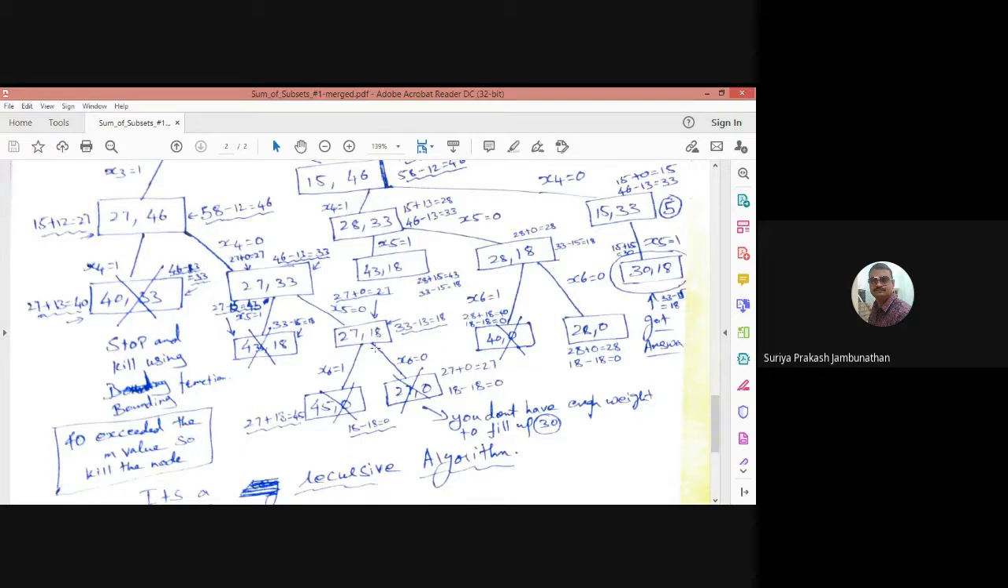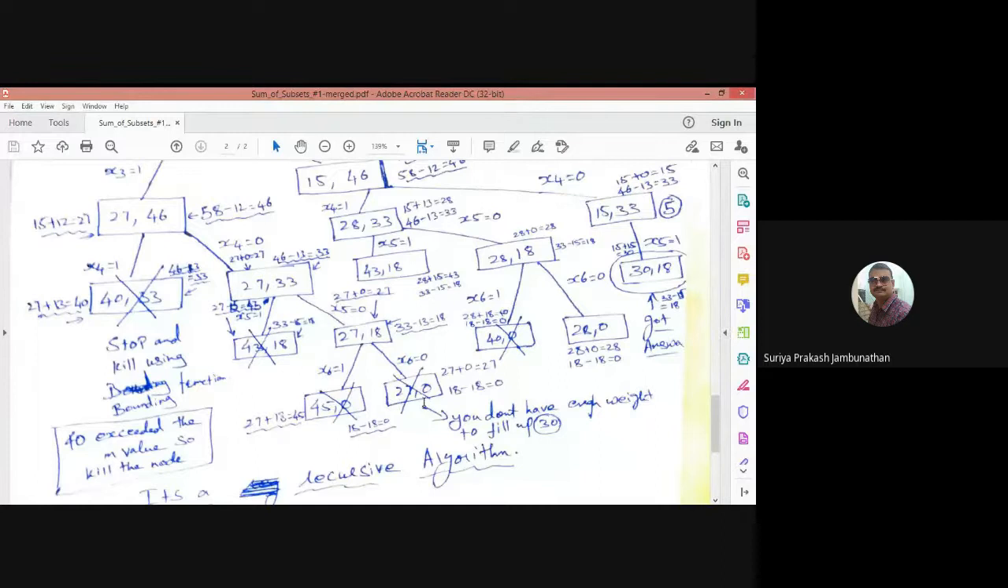Now after x5, we are going for x6. When we are considering x6, what happens? The x6 value is 18. So 27 plus 18, we are getting 45. And 18 minus 18, we are getting 0. So we are cancelling this particular node because 45 is greater than 30.